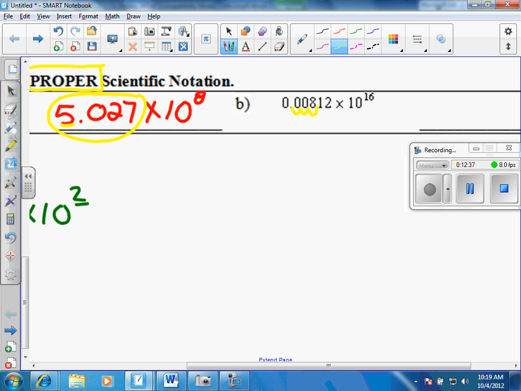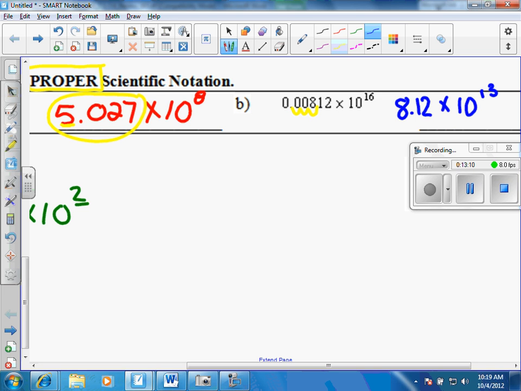Do you want to think about it, or you want somebody else to answer it? So Noah, what would you get, Noah? 8.12 times 10 to the 13. Right, because we're going the opposite direction 3 places, so this has to drop down to 13. How many people got both of those right? Okay, so at least half of you, that's a good one to go home and study. Yes?